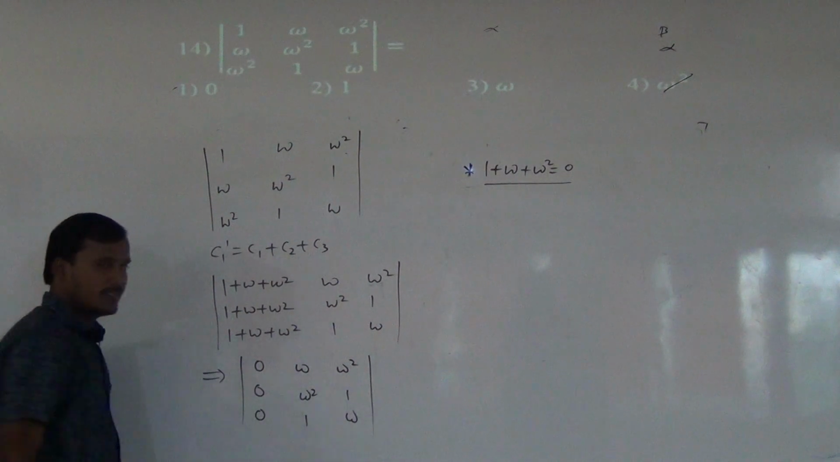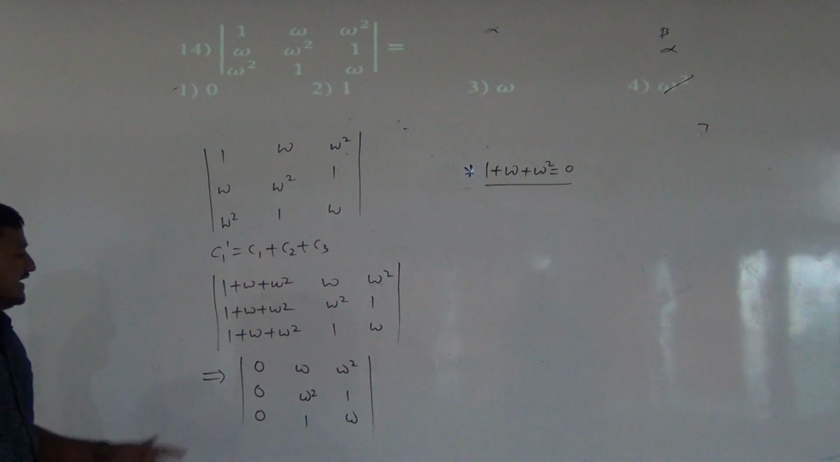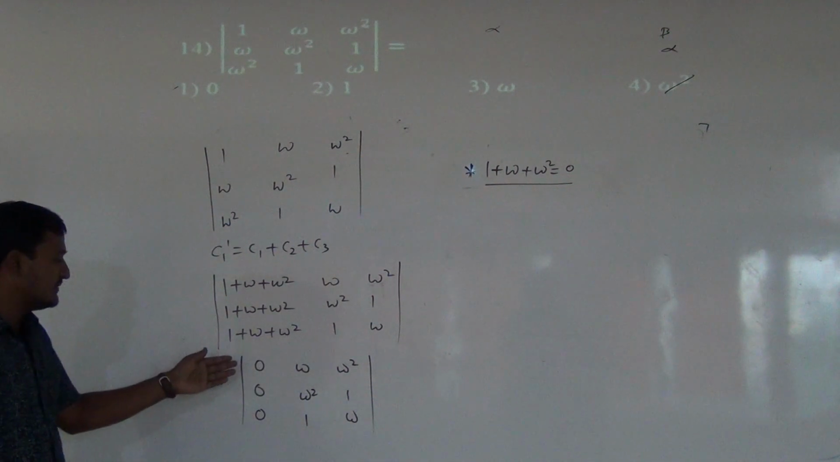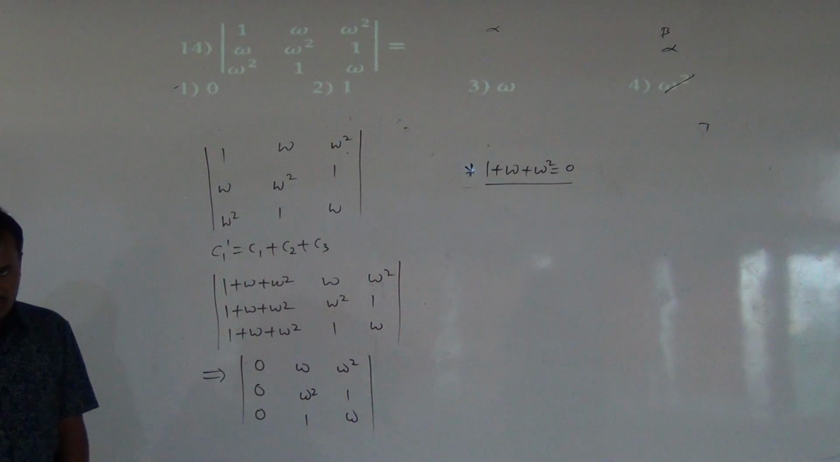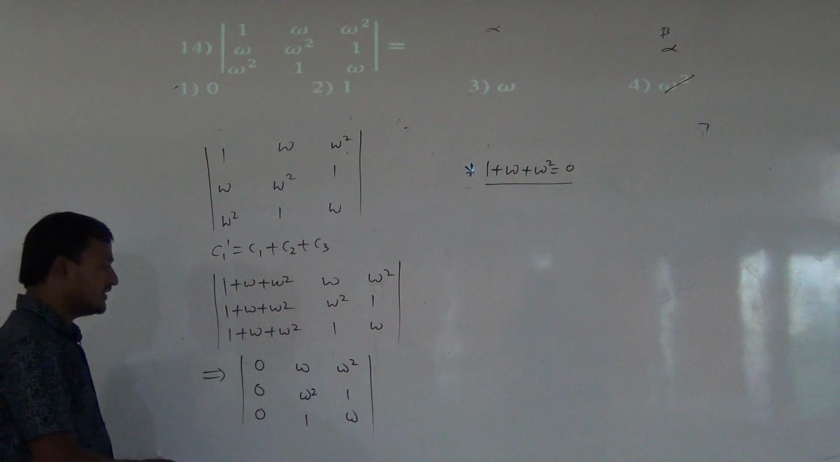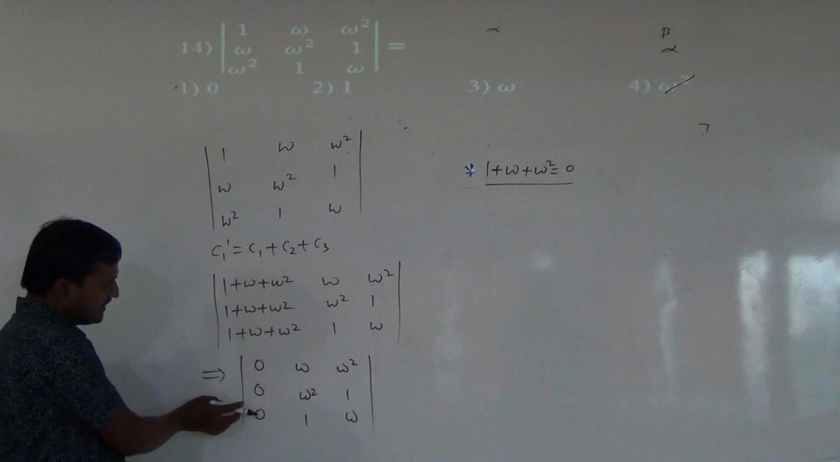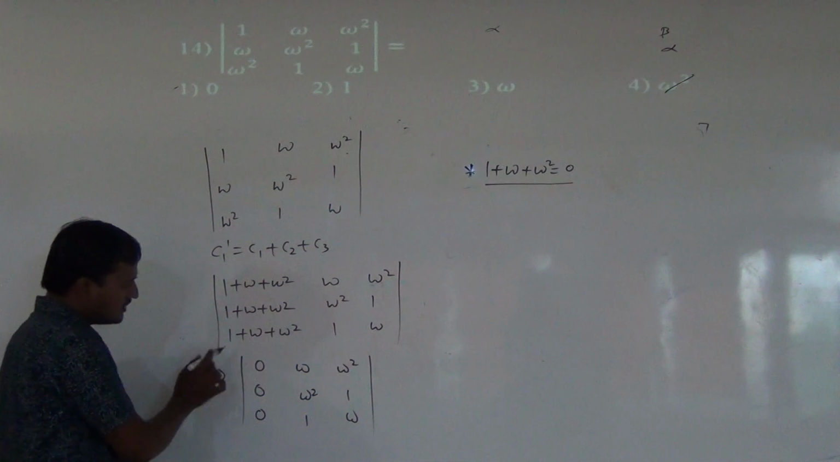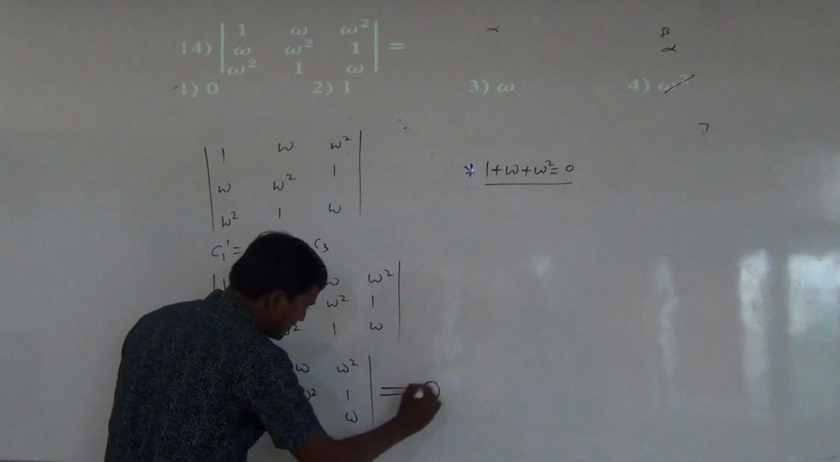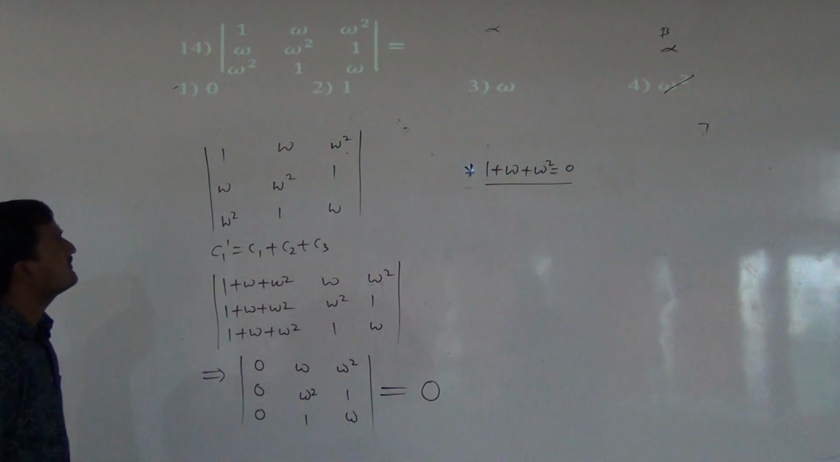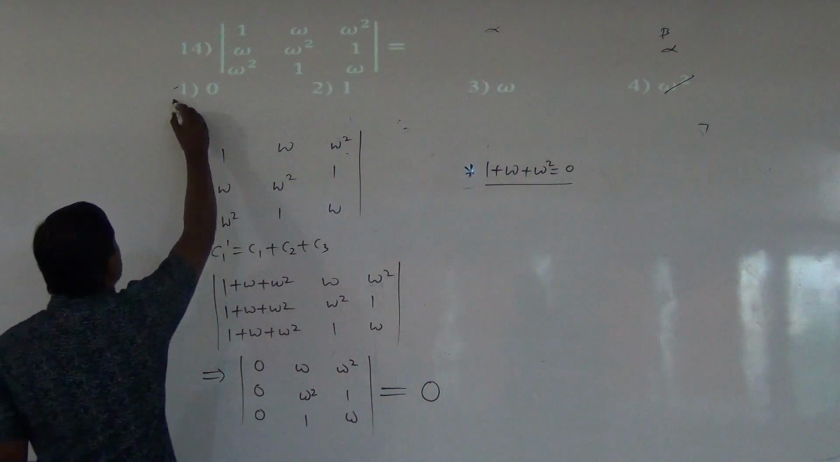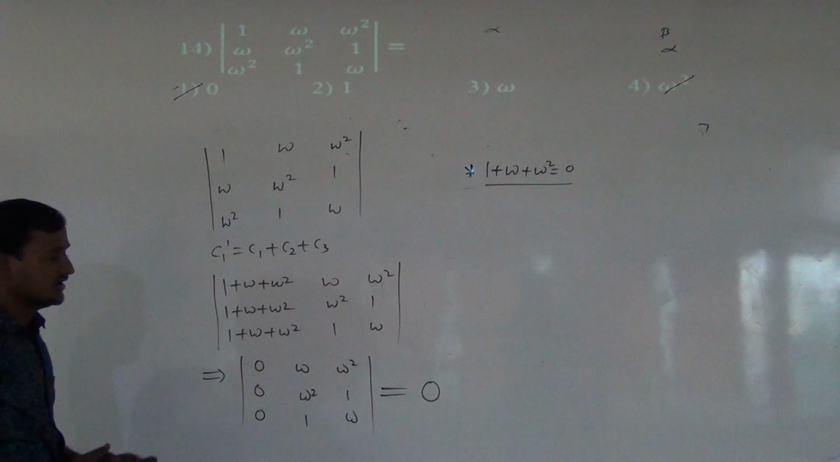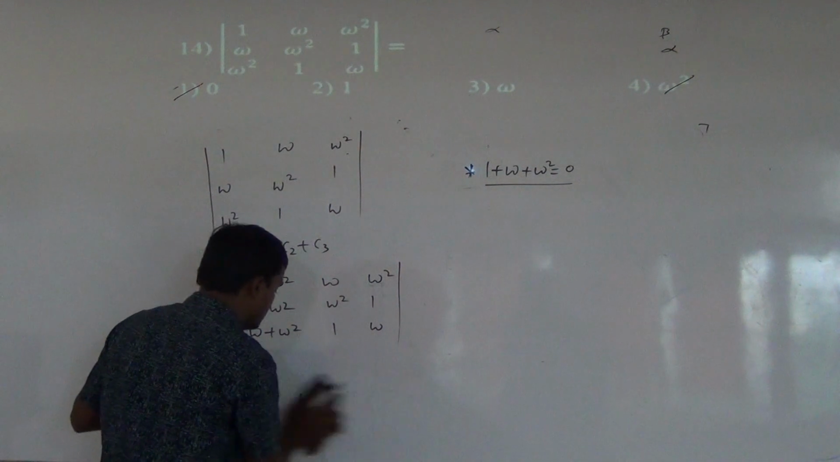So you already know that in a determinant, if each element of any row or column is equal to 0, then the value of the determinant is equal to 0. In this determinant, each element of the first column is 0, therefore your answer is 0, right? So therefore which one is the right one? Therefore the first option is the right one, right? Okay, we'll go for next question.